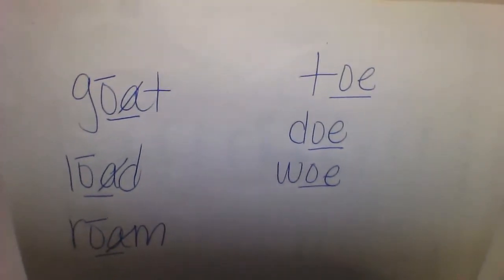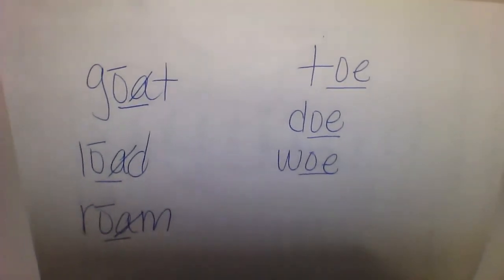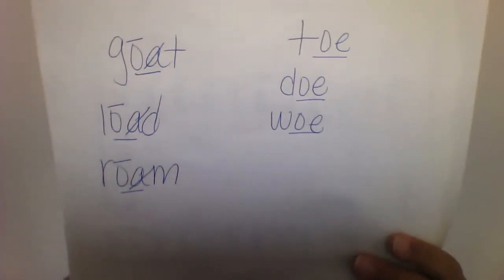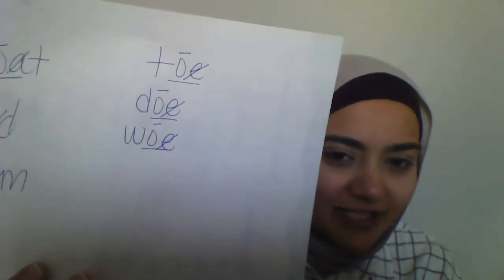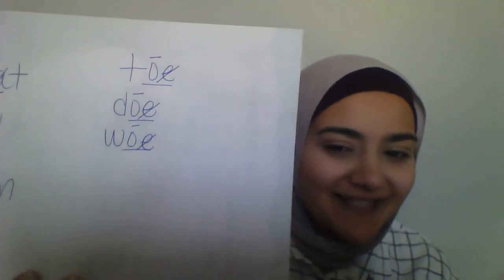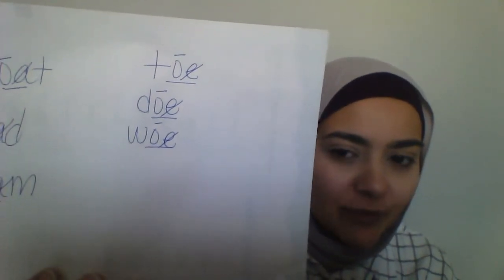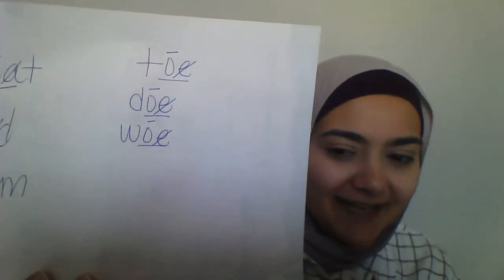How about toe, do, woe? Same thing. Cross out the E, because when I say toe, I don't say toe-e, I say toe. Cross out the E, it's silent. Do, same thing, cross out the E. And woe, cross out the E. Toe, T-O-E, is like your big toe on your foot. Doe is like a baby deer, D-O-E. And woe means like sadness, W-O-E. All right, anyway, it's very handy for us to know what these words mean.